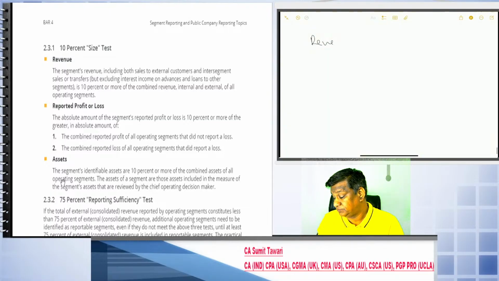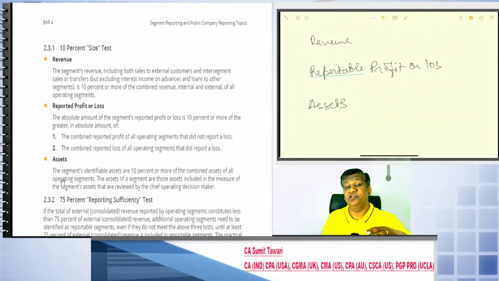Revenue, profit. In profit there is one more criterion, because there a loss may have happened. Okay, and then the asset.